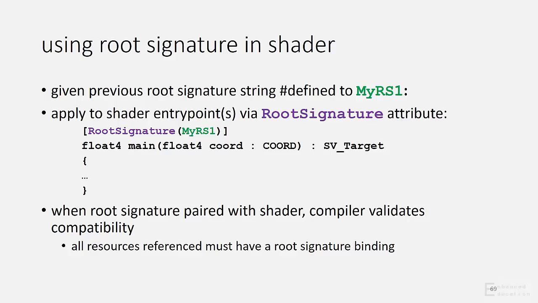Recall the example HLSL root signature that was shown earlier. It pound-defined the string root signature definition to the name myRS1. So here's how to attach that root signature to a given shader entry point in your HLSL program. You use the root signature attribute just before the entry point. When you do this, and you compile the shader, the compiler will verify the compatibility between the root signature and all the resources the shader program uses.